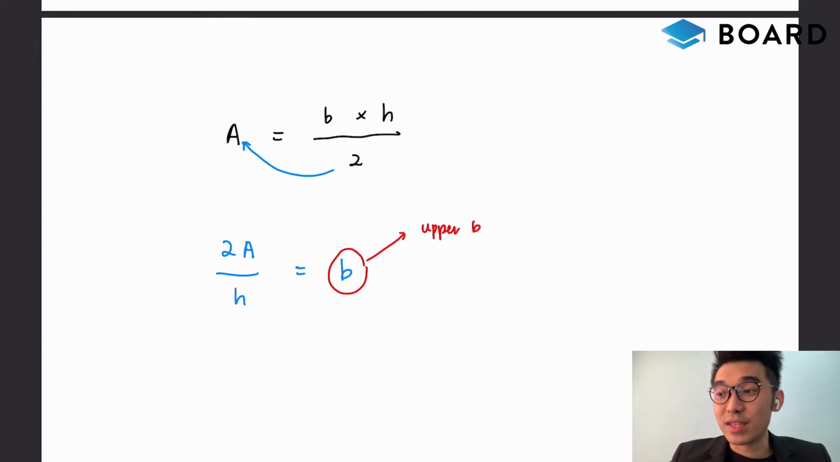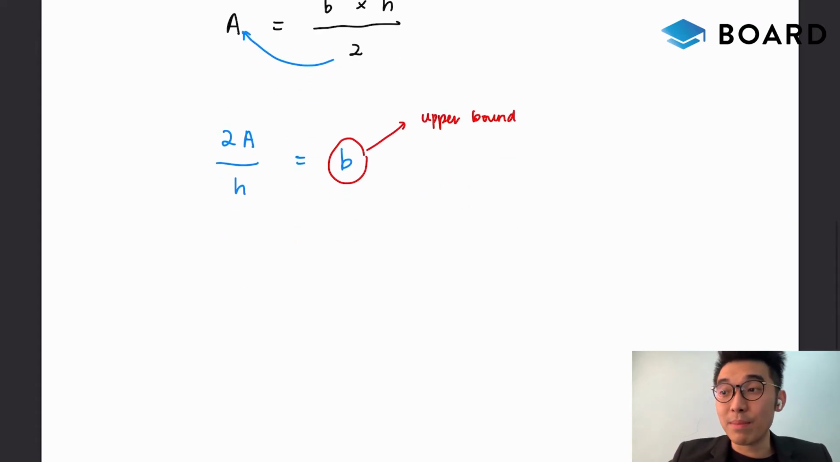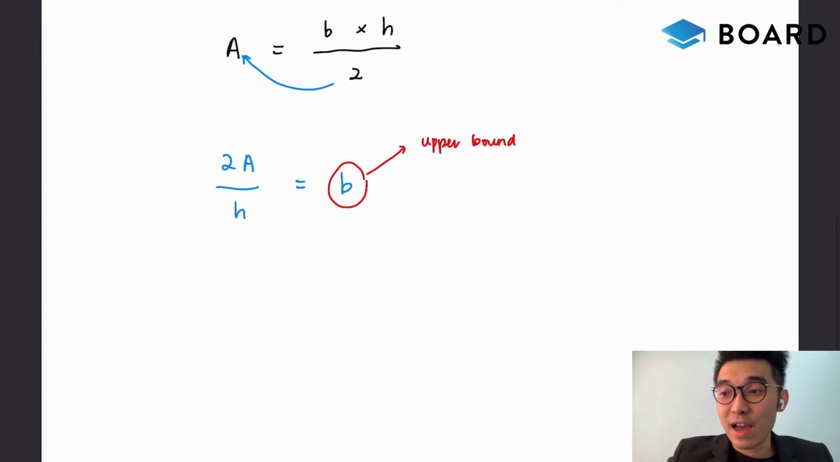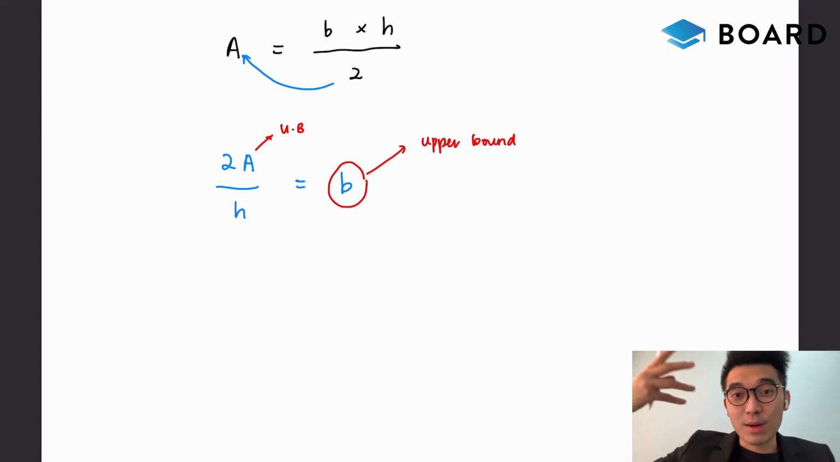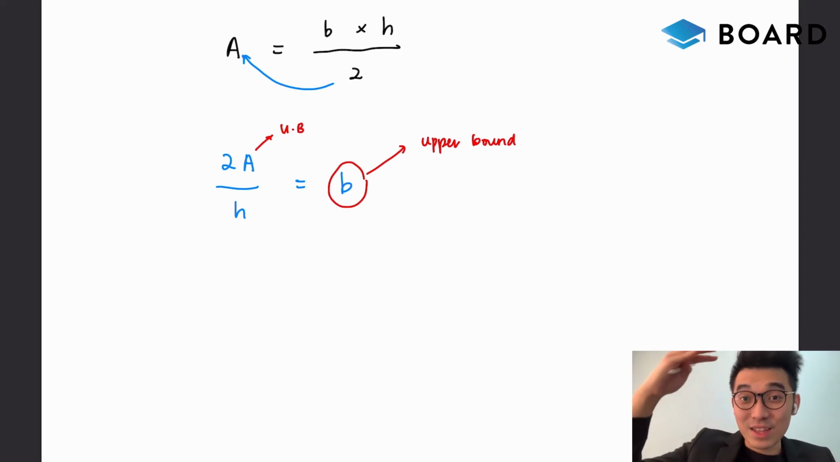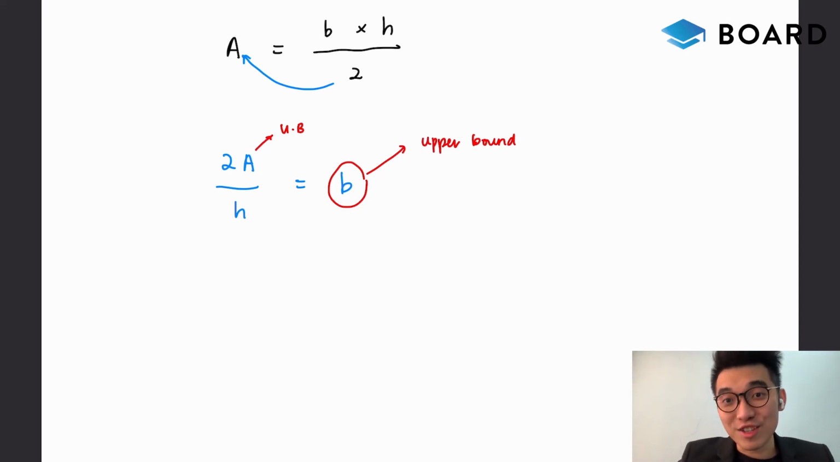Now that's very interesting. In order to obtain an upper bound, first of all, A is in the numerator. If it's an upper bound, it gives you a larger figure. So it's more like a directly proportionate relationship. If the top number is larger, the overall answer is larger. And then it's divided by H.